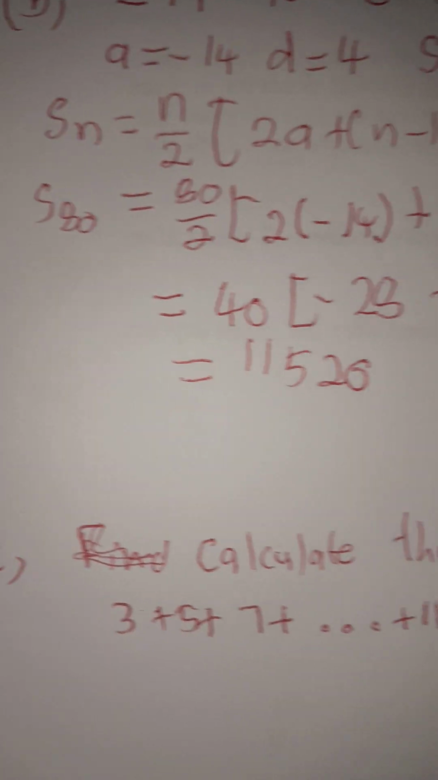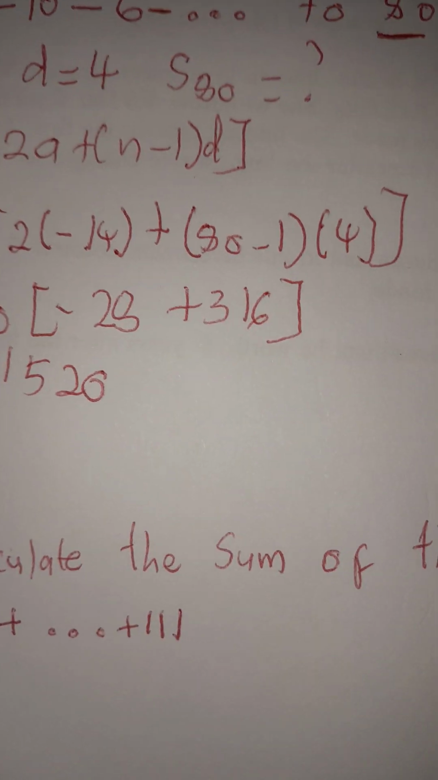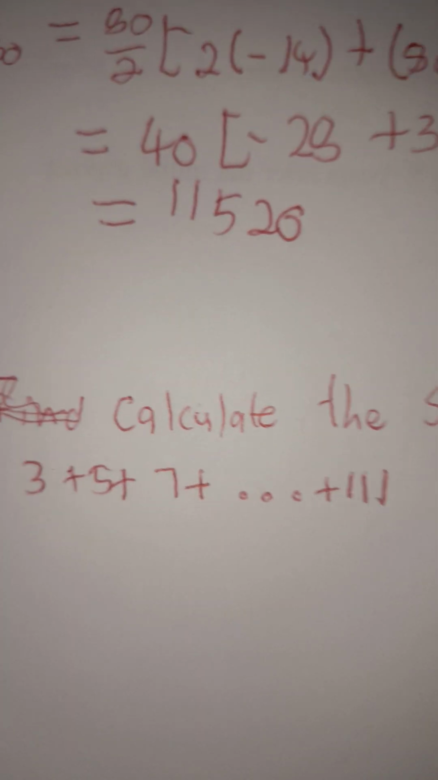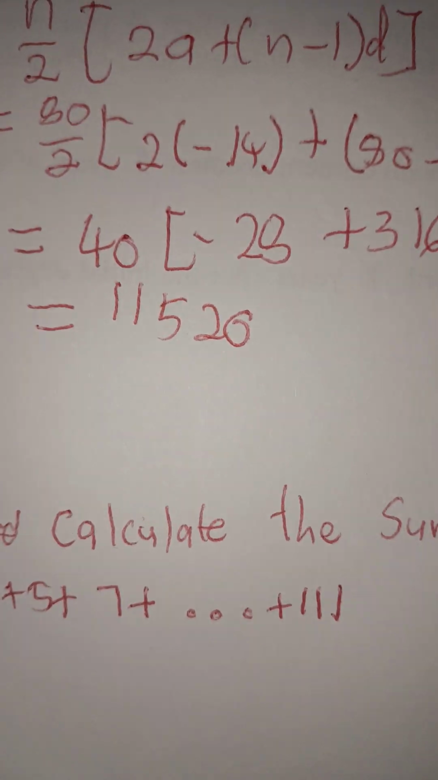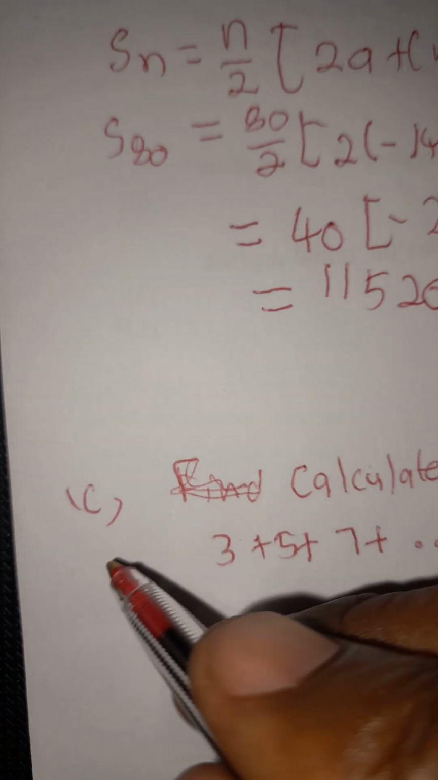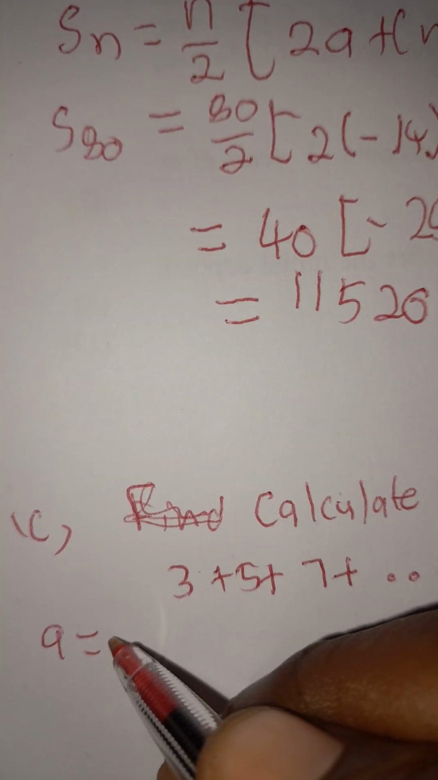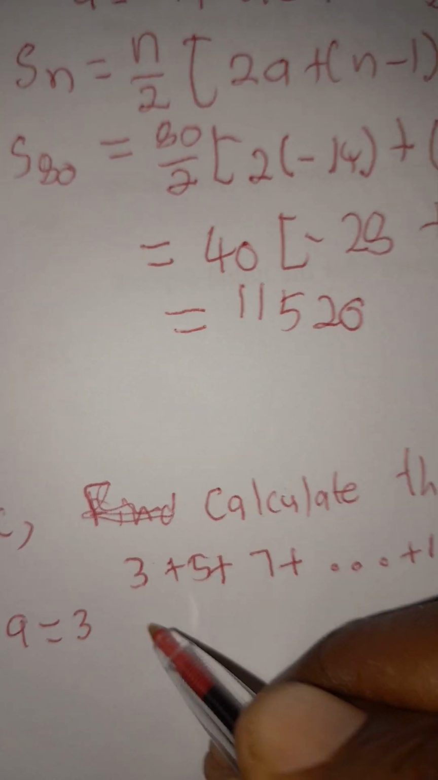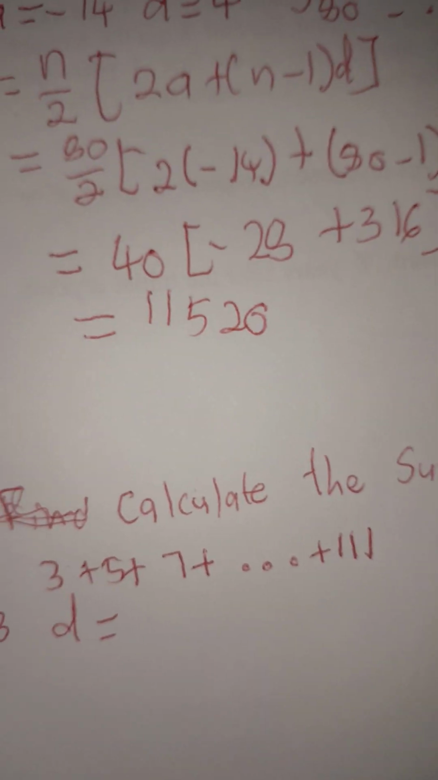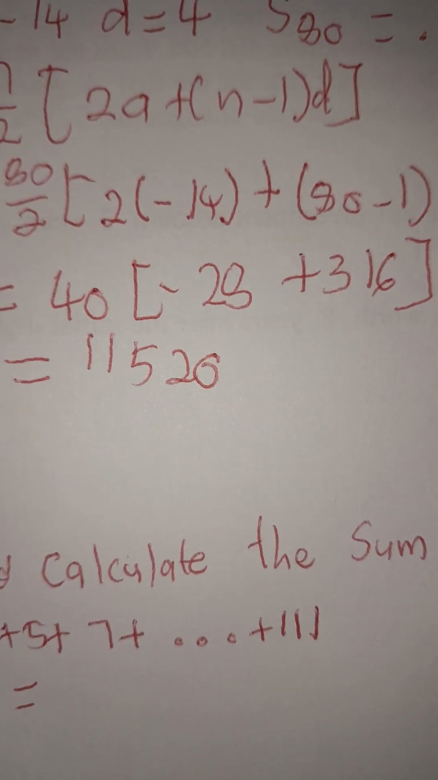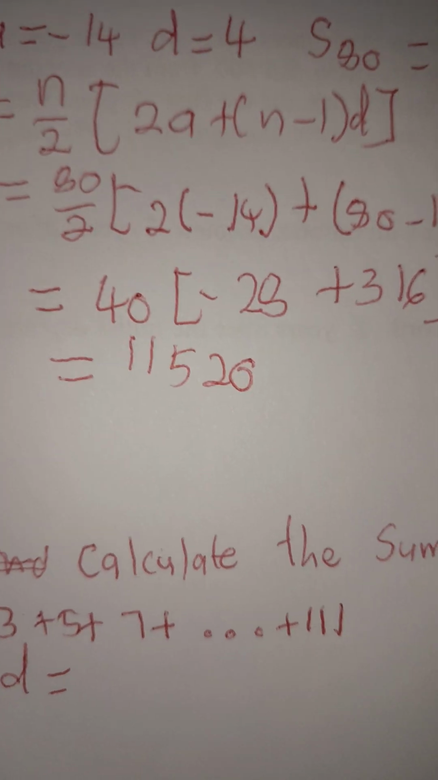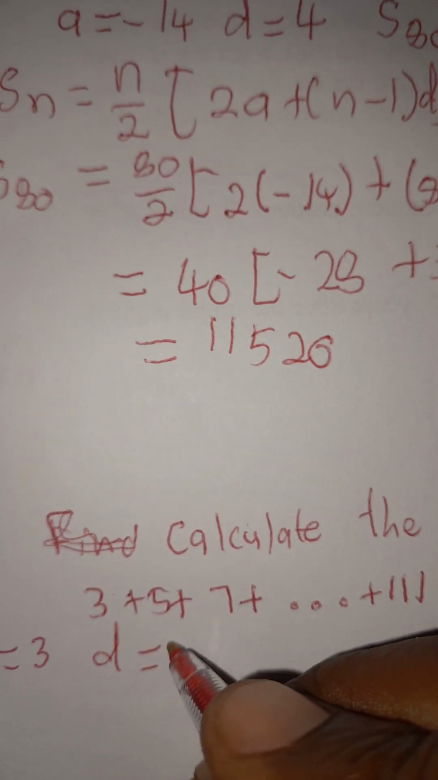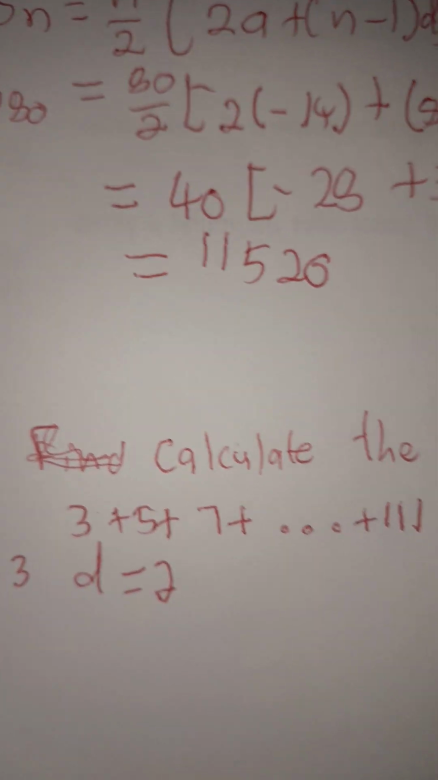Then let's go to the last question. Calculate the sum of the following finite series. First things first, guys, let's collect the data. The first term is 3. The difference is 2 in this case, because 5 minus 3 is 2, and 7 minus 5 is 2. So the difference is 2.